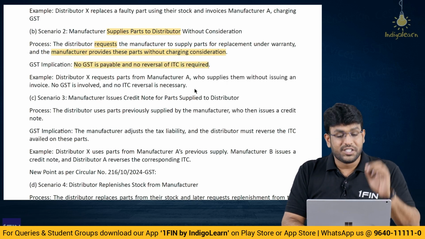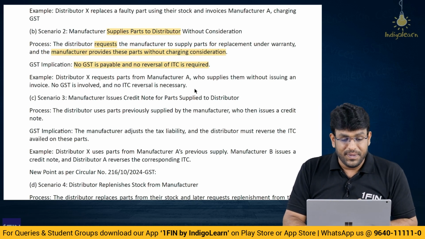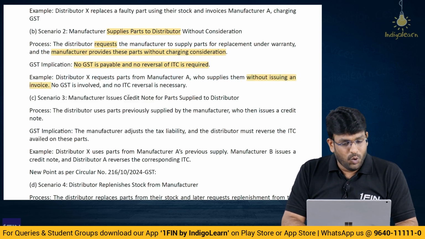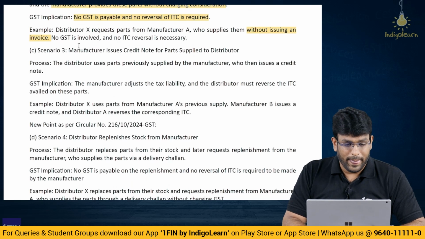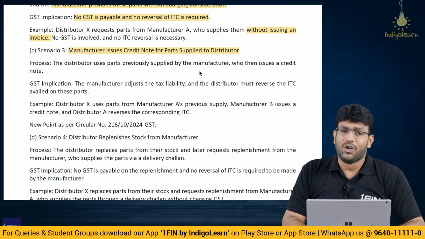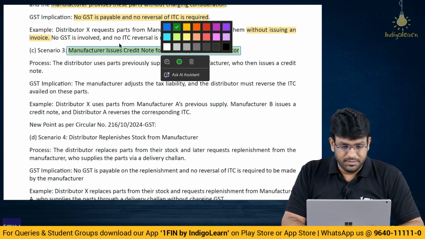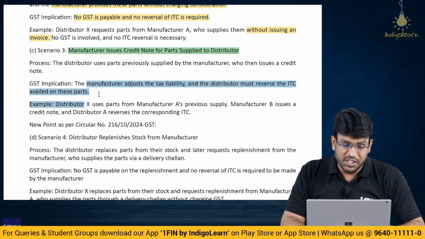Example, you see, my dear friends, distributor X requests a part from manufacturer A who supplied it without issuing an invoice because there is no consideration at all. No GST is involved and no ITC reversal is required. Let's see scenario 3. The manufacturer issues credit notes for parts supplied to the distributor. We already know what is going to happen when a credit note is given. The distributor uses parts previously supplied by the manufacturer, who then issues a credit note. The manufacturer adjusts the GST liability and the distributor must reverse the ITC availed on this part.